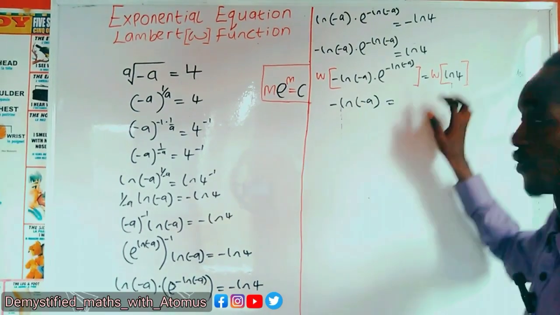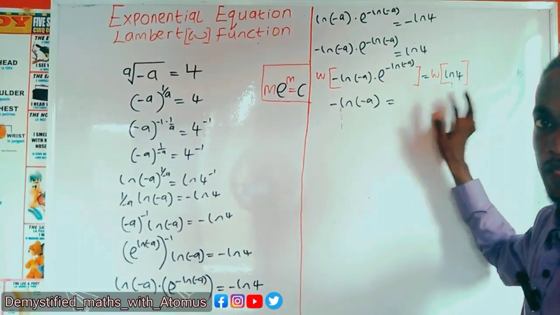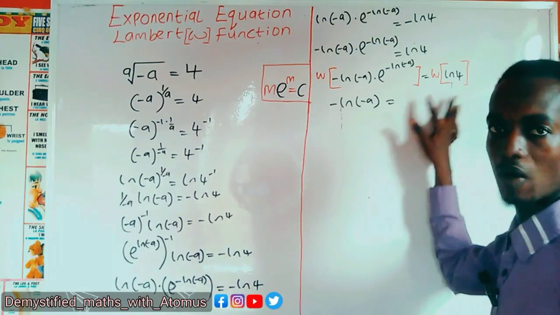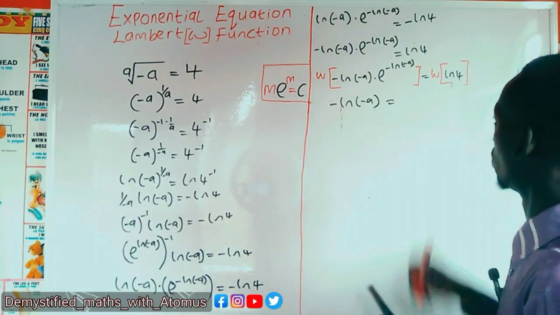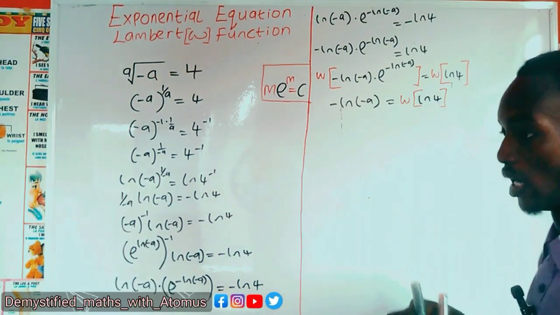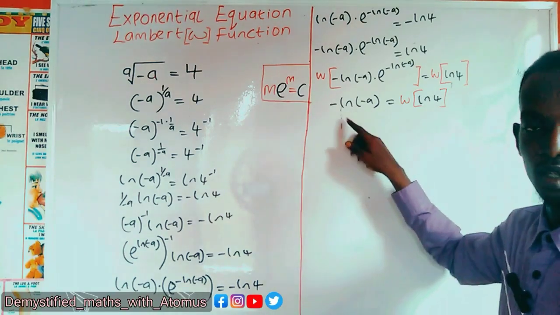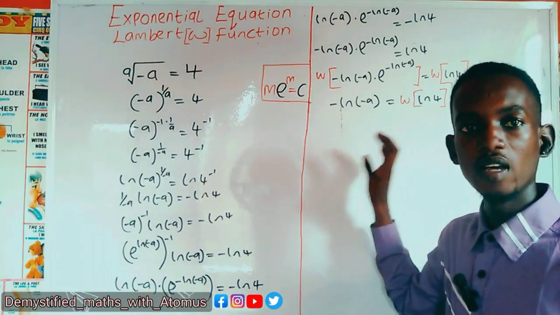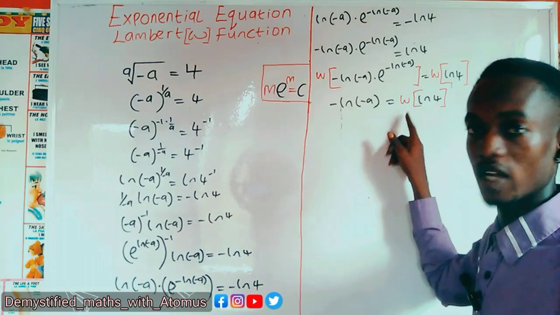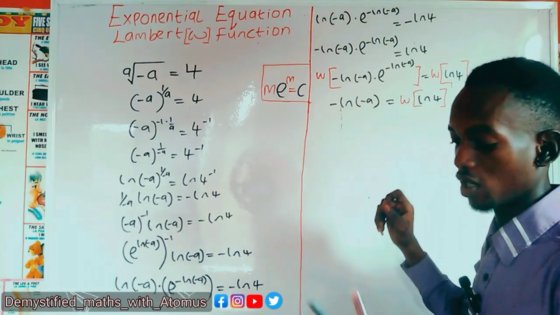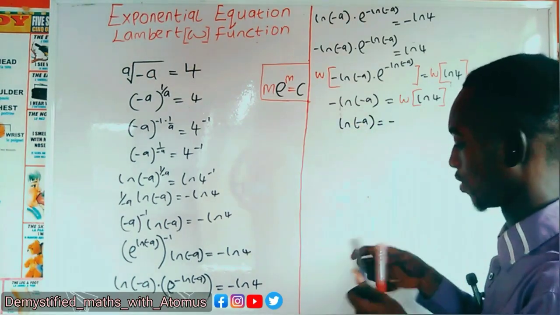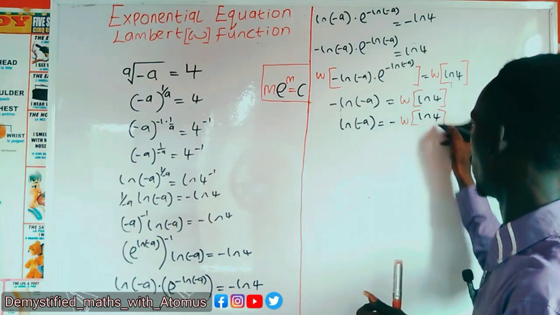Don't forget, the Lambert function of a number like this will give us a specific value, but to eliminate approximation, we continue writing this out. So we write this as the Lambert function of ln 4. So now let us solve for a normally, as we would have done in a normal logarithm equation. Multiply both sides by -1 and express this in index form. ln(-a) equals negative Lambert function of ln 4.